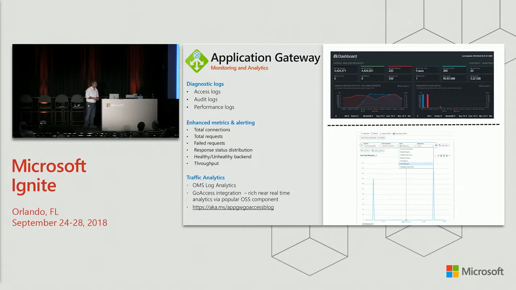OMS log analytics was supported. We added support for Go Access. It's a very popular open source traffic viewing and monitoring library. So we have added components which take our own natively generated text and JSON files, convert them into a Go Access compatible format, and then you can see a rich visualization. I'll show a demo of that as well.